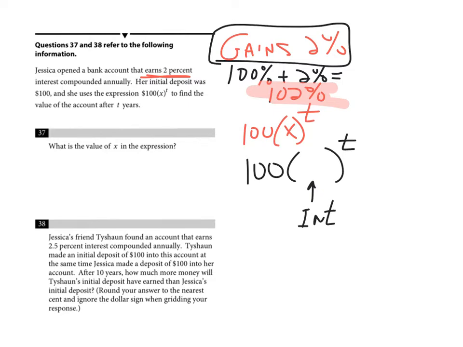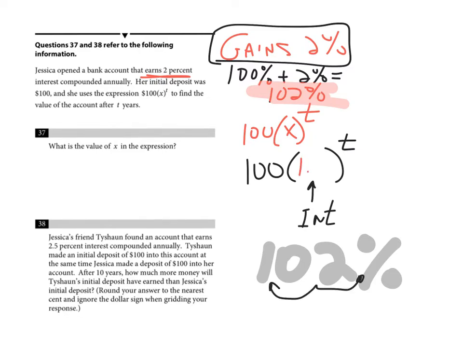of what it was. And the way we write 102%, to convert that into a decimal, you basically move the decimal point 2 places to the left. So here the interest rate is going to be 1.02 to the t power, right? Because if you figure out how much money Jessica earned after the first year, you would do 100 times 1.02 to the first power, or basically she would have $102 after the first year.